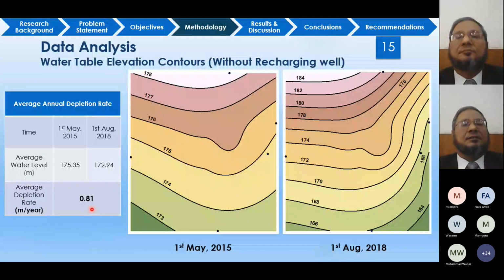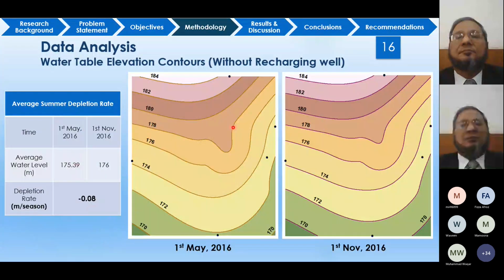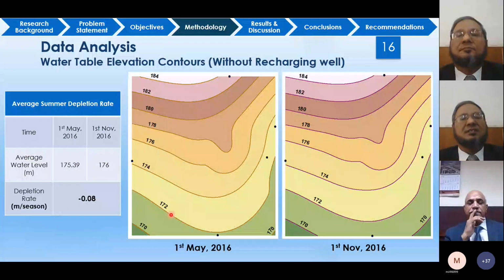And this is contour maps of only the summer season without recharging wells, and this is for 2016, and these are the results for November 2016. The average water level in May 2016 was 175.39, whereas in November 2016 it was 174 meter. So the average depletion rate per season was minus 0.08. So in the summer season, due to more rainfall, instead of the water table going down, it came slightly up by an amount of 0.08 meter.